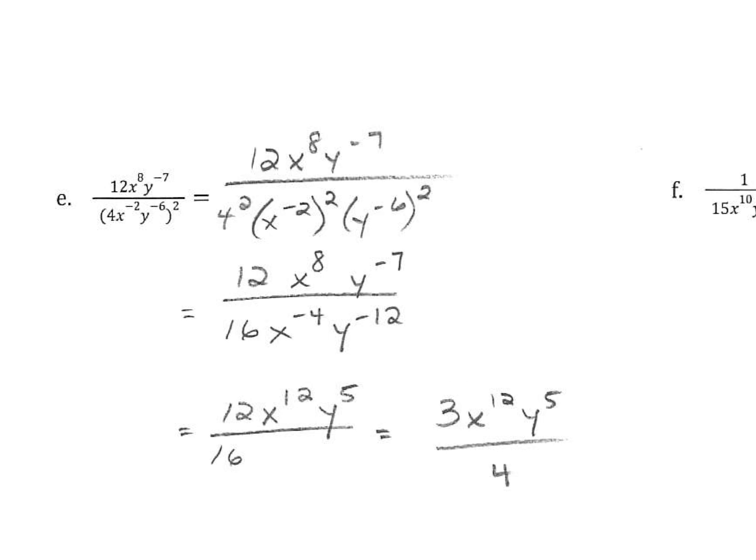Example E has a lot of numbers going on. Let's start by just looking at this 2 on the outside of that set of parentheses. I can share that 2 with the 4 on the inside. I can share it with x to the negative 2 and with y to the negative 6th. When we do that, we get 16, and then we get these exponents of negative 4 and negative 12.